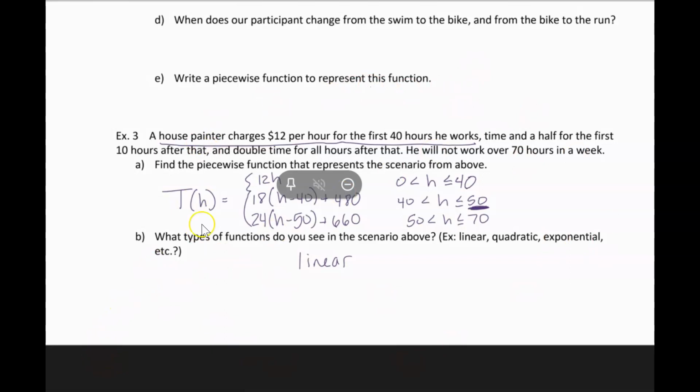So I really dislike teaching piecewise word problems because there isn't really a way to teach it. I can show you an example, but you kind of just have to think your way through it. I will say that the one on the quiz and the one on the test is very similar to this. Are there any questions?